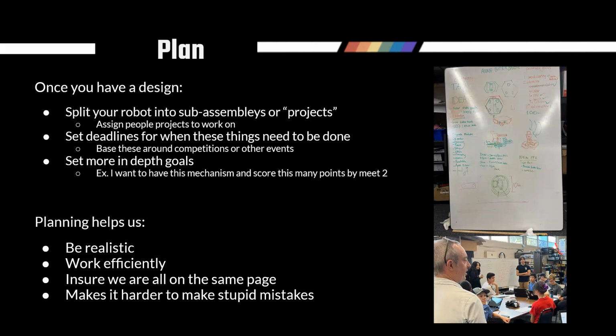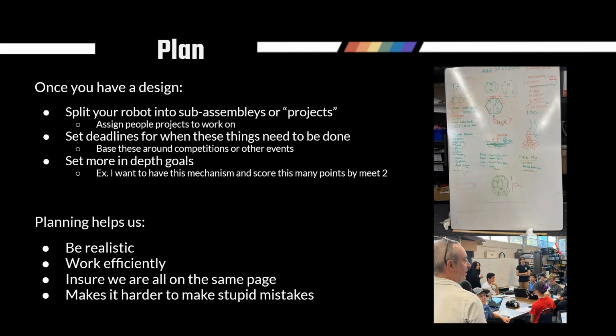And this is depending on your team. A lot of teams don't really like deadlines. They want to just see where they go. Our team, we found it really helpful to have deadlines to hold us accountable. And so we'll say, we know we have this competition and we want to have this done, or we have this outreach opportunity, and by then we need to have this. And then we take those sub-assemblies and projects and teams and we assign them deadlines for that. Like I said, these deadlines should be based around competitions and other events like outreaches or scrimmages.